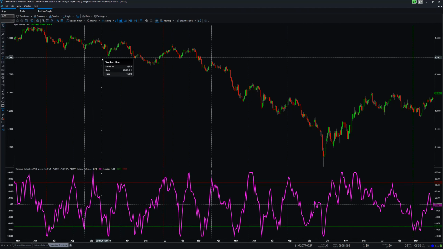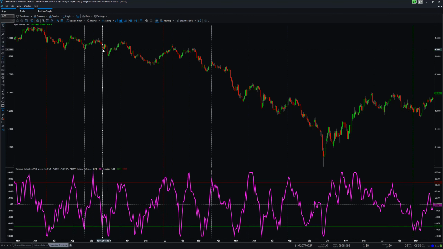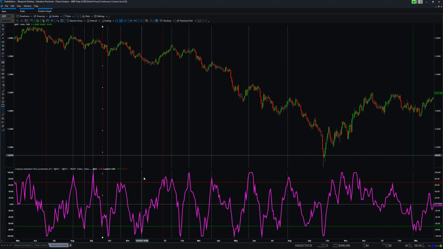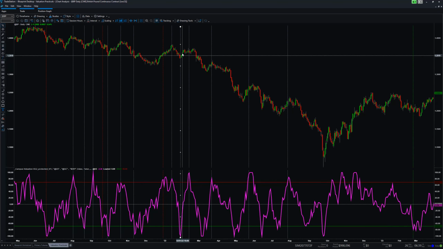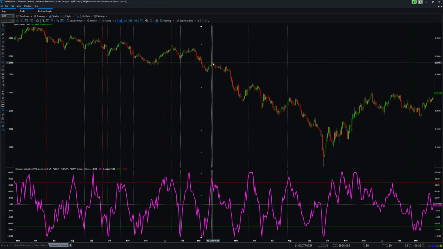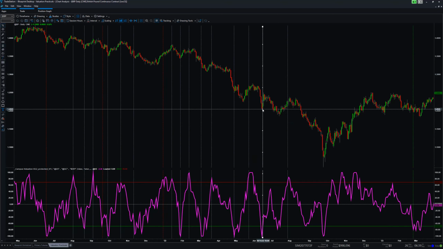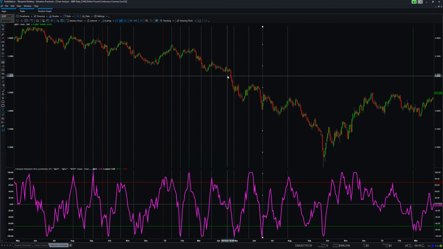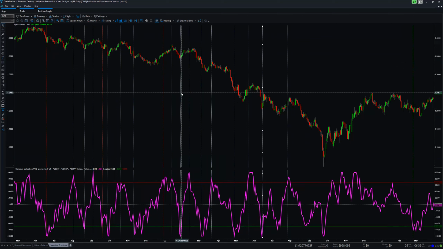What about here? It didn't work at all. What about here? It worked a little bit. Here, it didn't work at all. Here, it worked a little bit. Here, it was too early, and it didn't really work. Here, we were again too early and it didn't work. Here, it worked a little bit. So you get the point again, right? Using it against the trend, we fail most of the time.